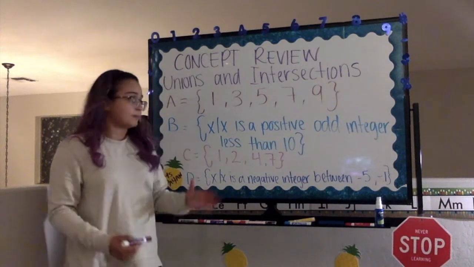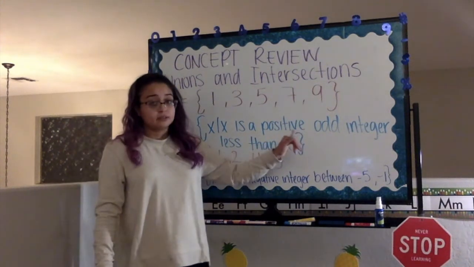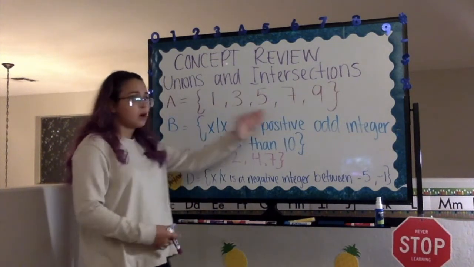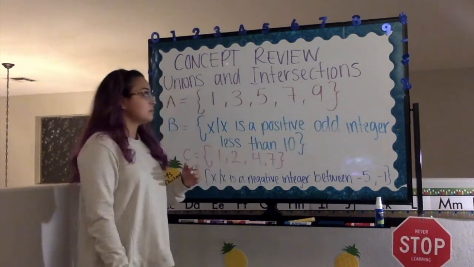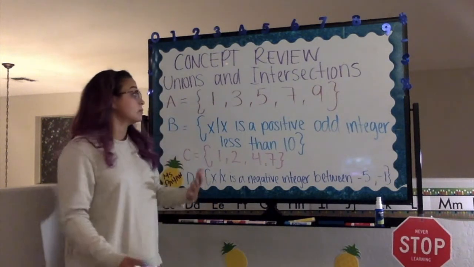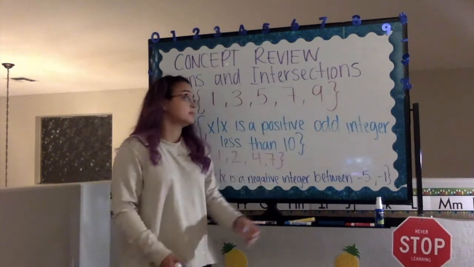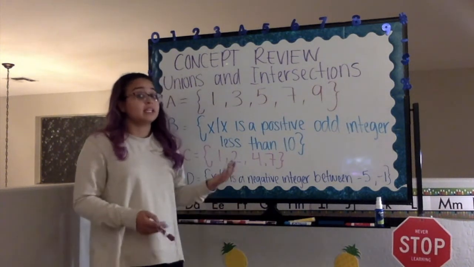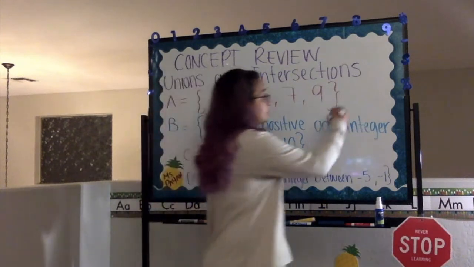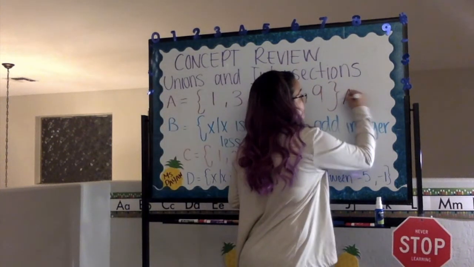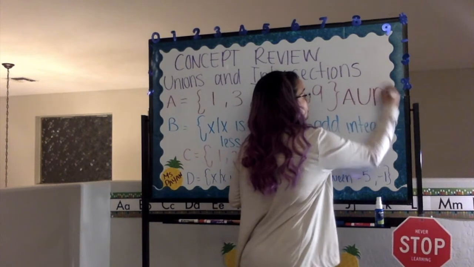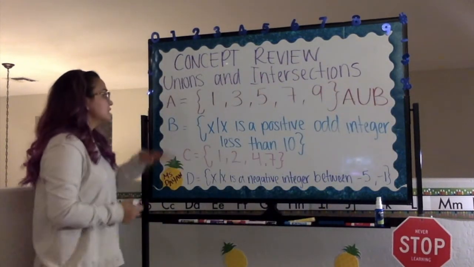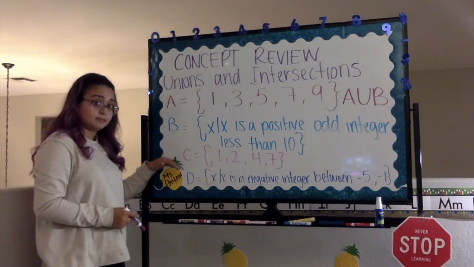Let's just double check that. It's a positive odd integer. Okay, so positive, all the numbers in set A are positive. They are odd numbers, 1, 3, 5, 7, 9, and they are less than 10. Therefore, it is a union. And that's going to be written like this: A is a union to B. Okay? Now let's compare set A and set C.